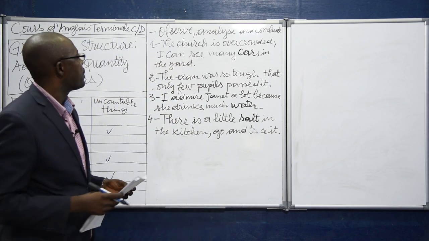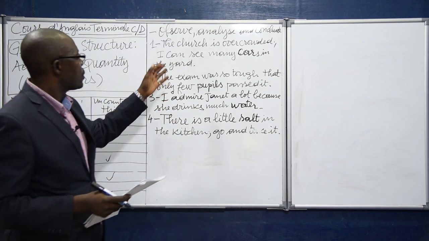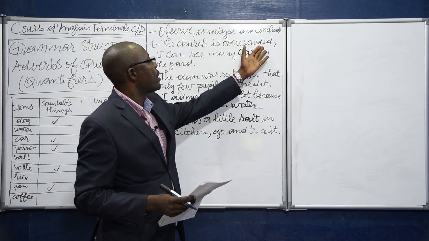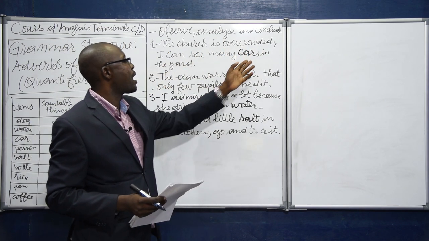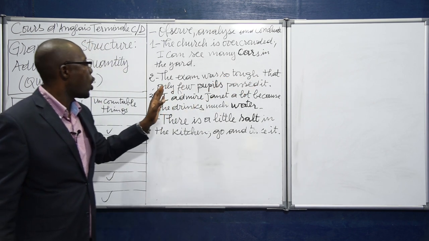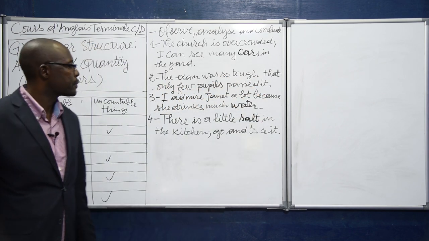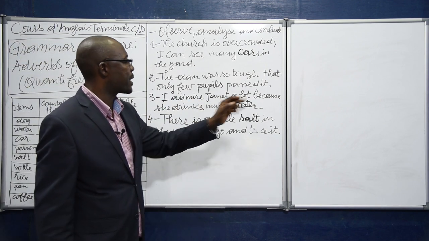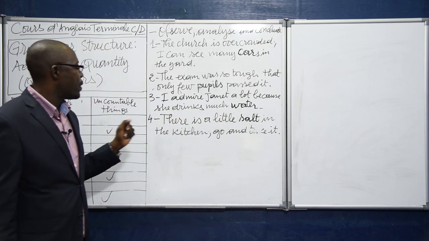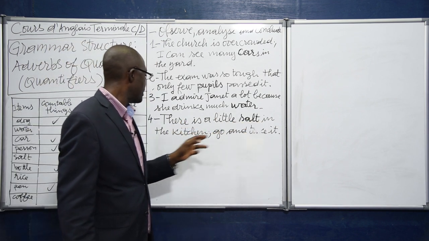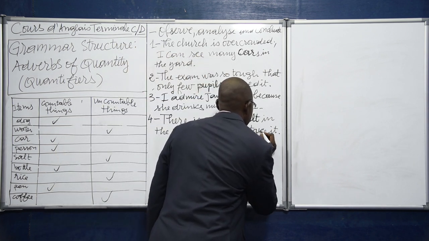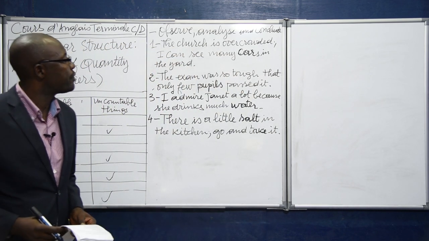Okay, about this observation, what can we see here? The first example is the church is overcrowded. I can see many cars in the yard. Two, the exam was so tough that only few pupils passed it. Three, I admire Janet a lot because she drinks much water. Four, there is a little salt in the kitchen. Go and take it. So, about quantifiers.